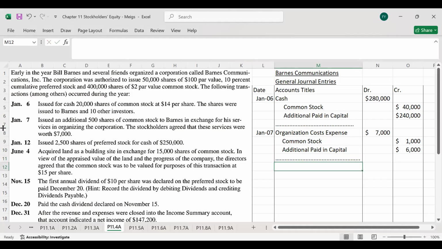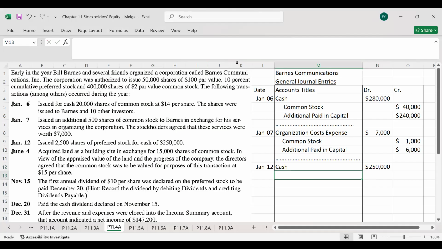Next entry is on January 12th. Issued 2,500 shares of preferred stock for cash of $250,000. So this means that these shares are issued at par because the par value is $100. So the company got cash. So cash is on the debit side, which is $250,000. And preferred stock were issued.